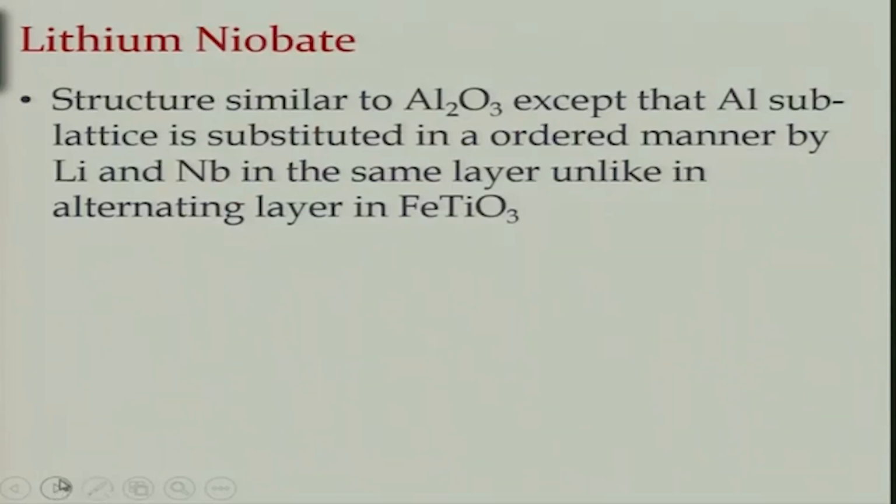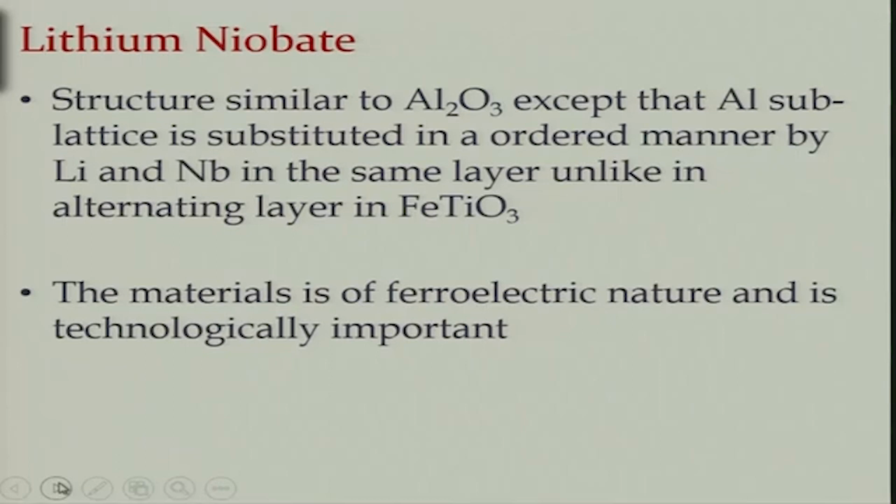Again, another variant is lithium niobate, which is similar to the alumina structure, except that in the previous case we had one layer of iron, then titanium. Here you will have, in the same layer, alternating lithium and niobium atoms. The way this structure goes, we will see in the next slide, but this is a very important material, lithium niobate.